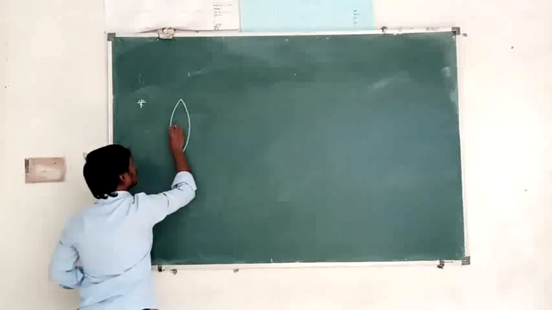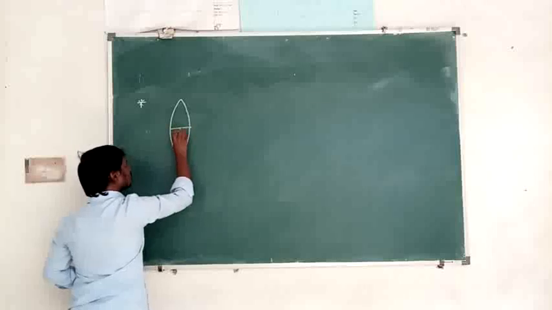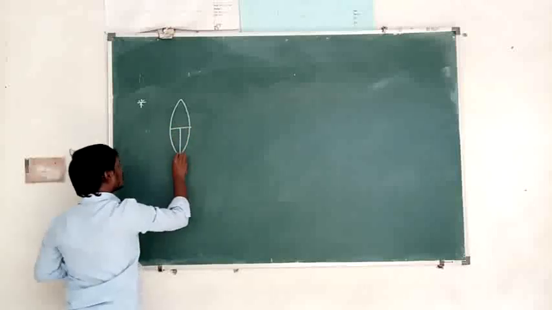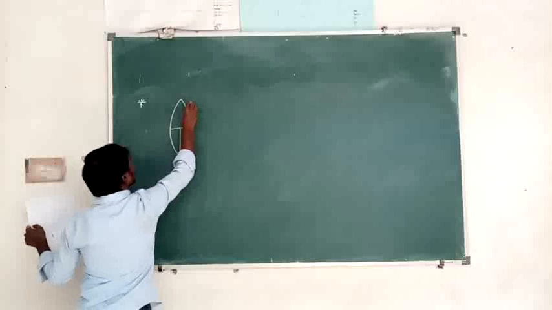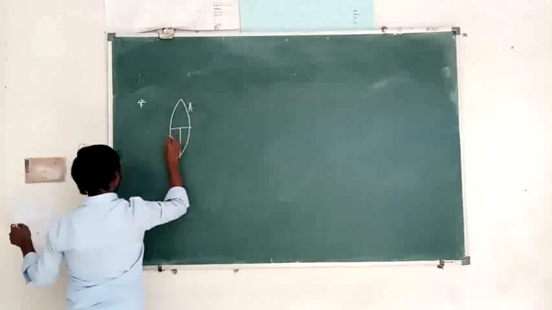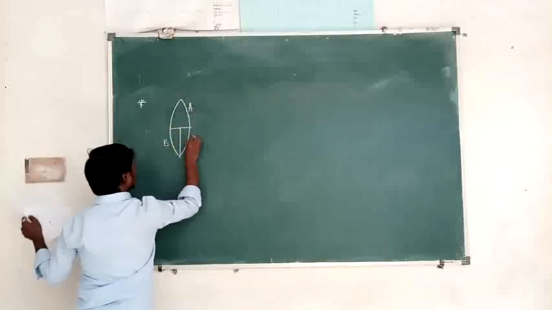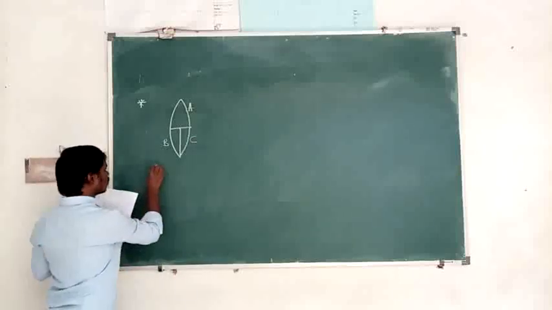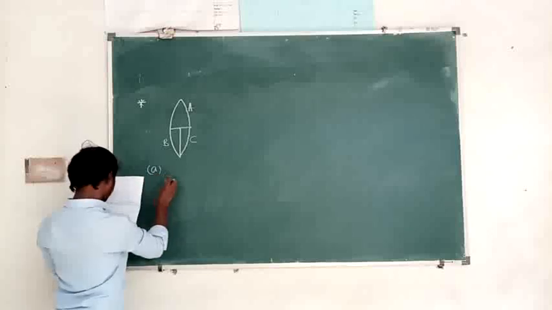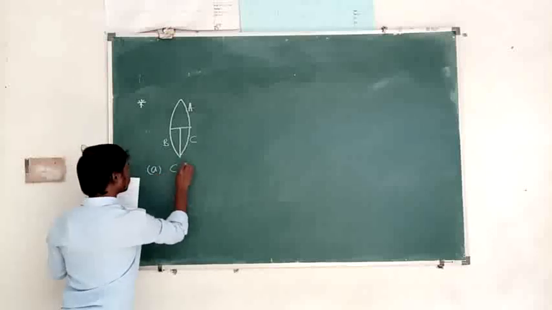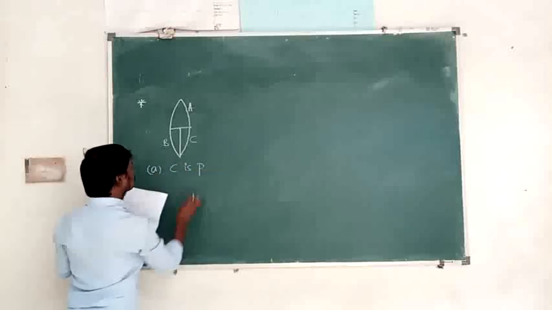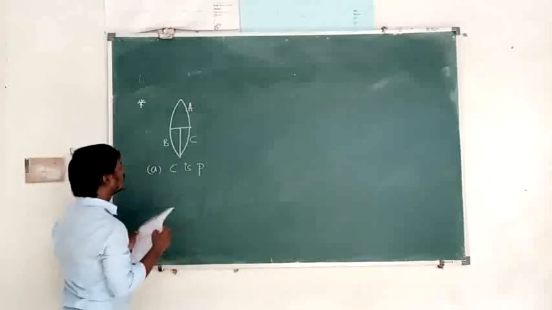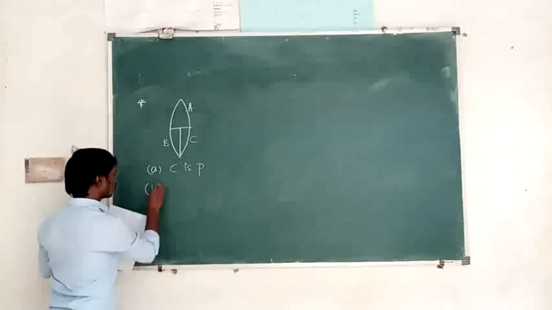The lens is cut into 3 parts. This part is taken as A, this part is taken as B, and this part is taken as C. What are the options given here?